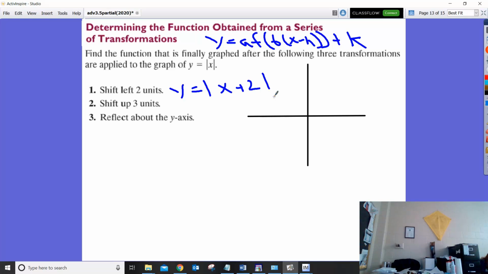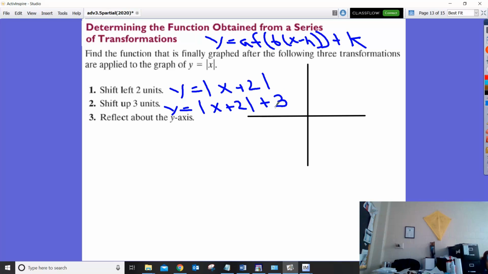How about the shifting up of 3? What letter is that? That's k. That's the one you trust. Remember that? Trust it. So just add a plus 3 at the end. y equals absolute value of x plus 2, plus 3.